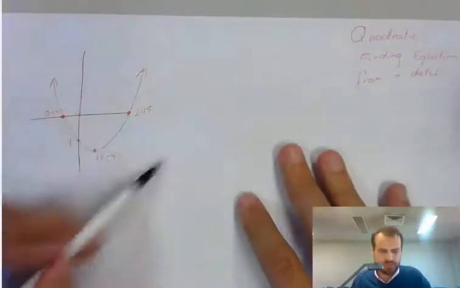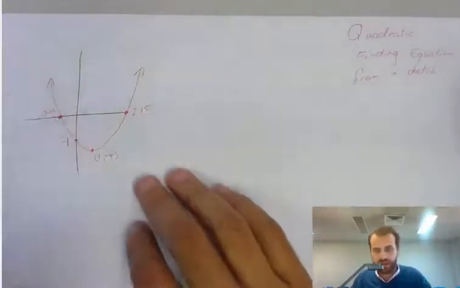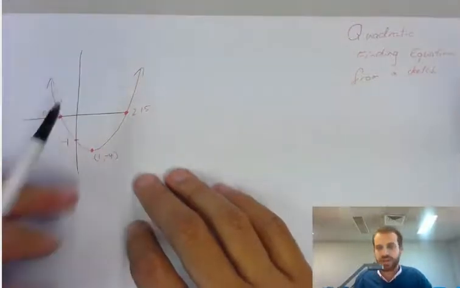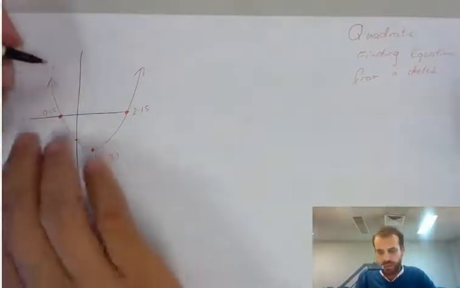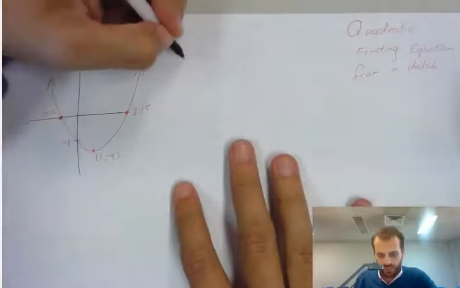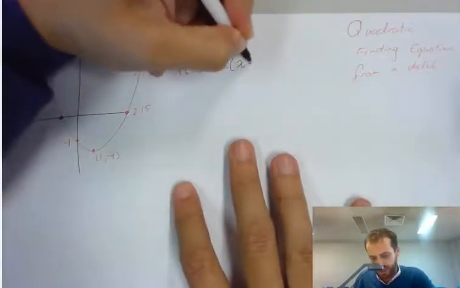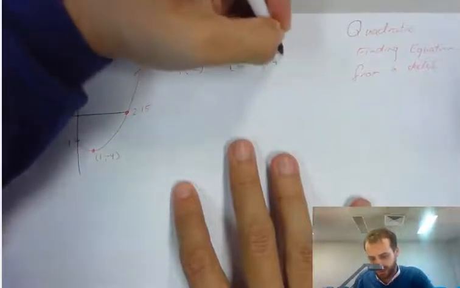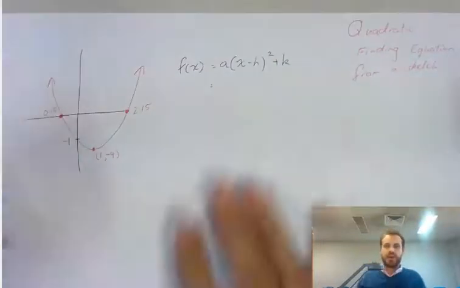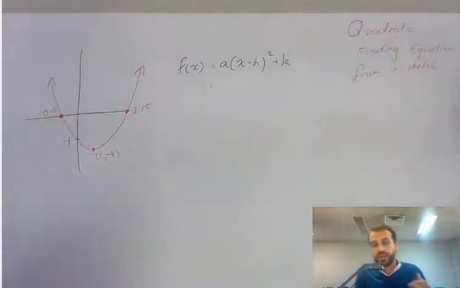So I've just placed some points on this so we can get a better understanding of what it looks like and we can start dealing with it. Now we know that quadratics can be written in the form f of x equals a(x minus h) squared plus k. And all we need to do is start filling in the things that we know and then finding the things that we want to know.